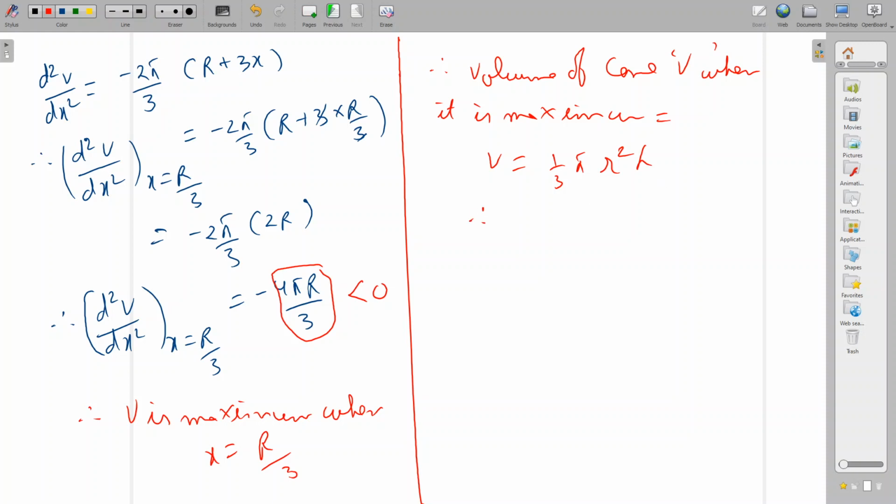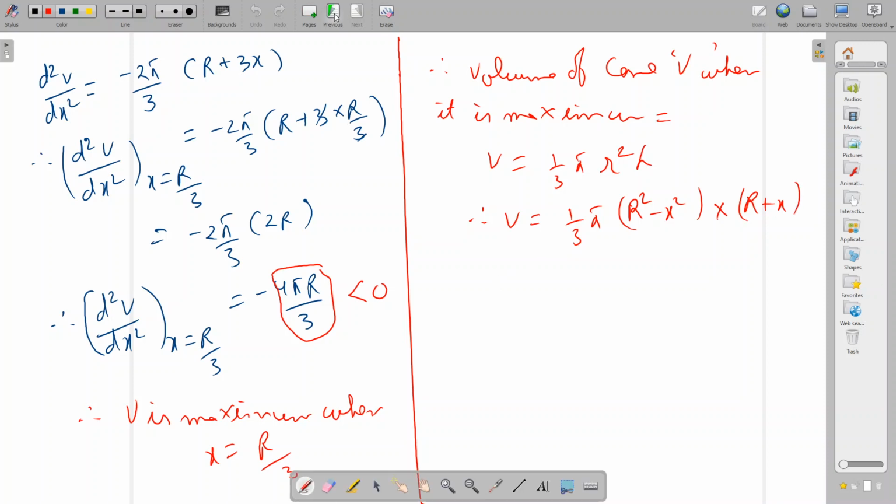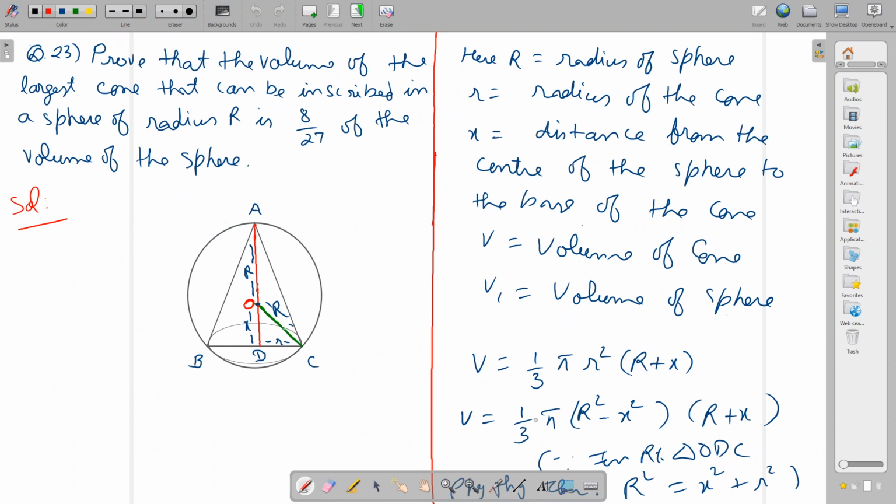So therefore, V equals 1 by 3 pi. Our r square, as we have seen in the figure, was capital R square minus x square. So this was our small r square, into h. So h is the height, that was R plus x. This we can see from the earlier page. So here we have V equals 1 by 3 pi (R square minus x square) into (R plus x).